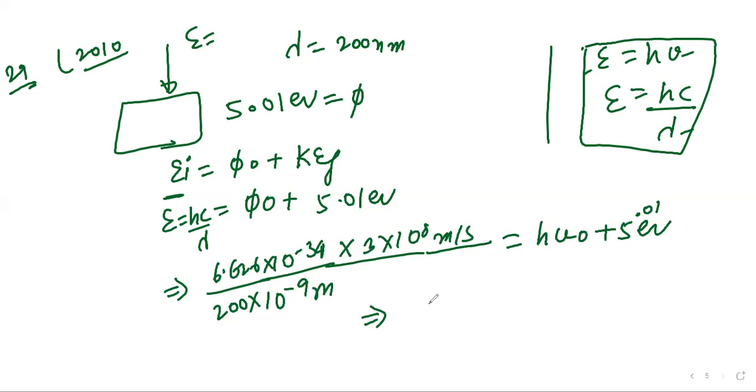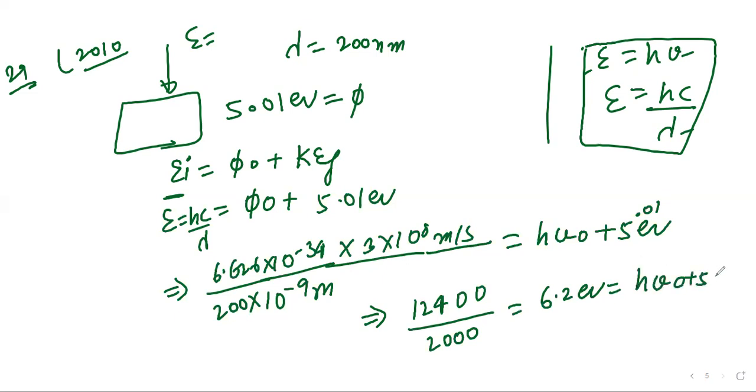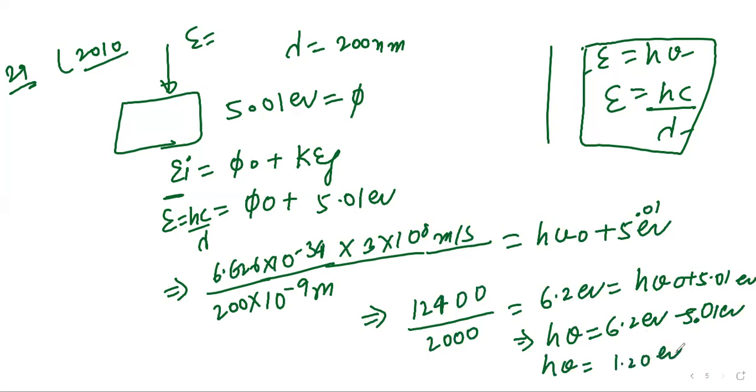So this will be coming out as 12400 divided by 2000. So it will be 6.2 electron volt is equal to h mu naught plus 5.01 electron volt. So h mu naught equal to 6.2 electron volt minus 5.01 electron volt. So h mu naught equal to 1.20 electron volt.